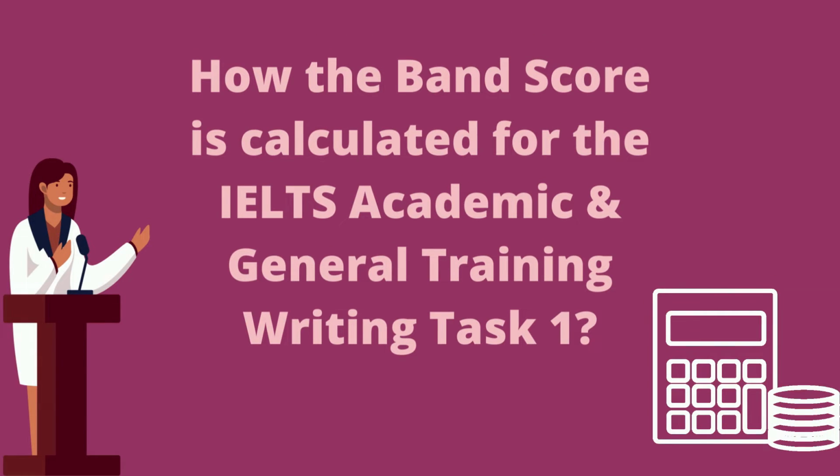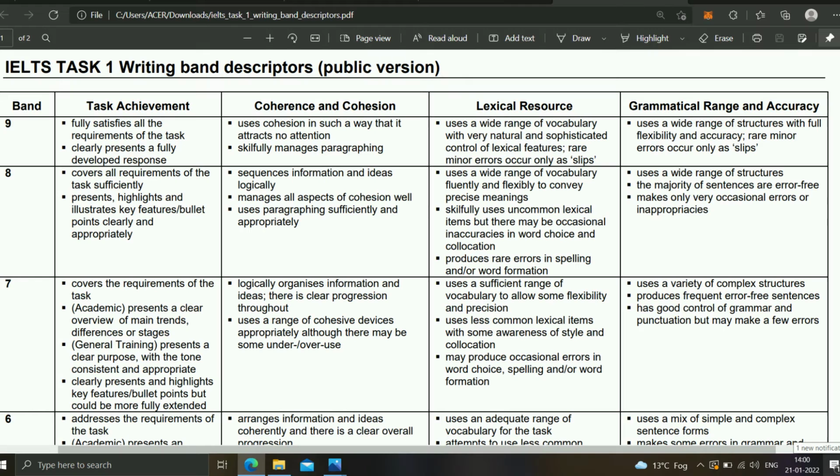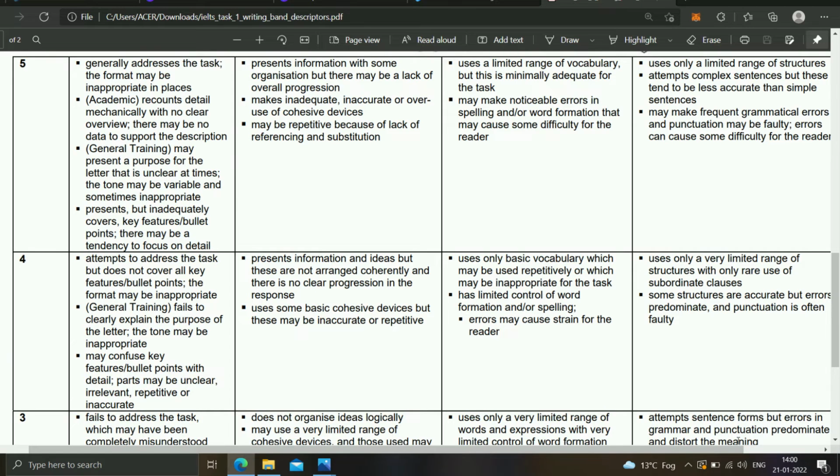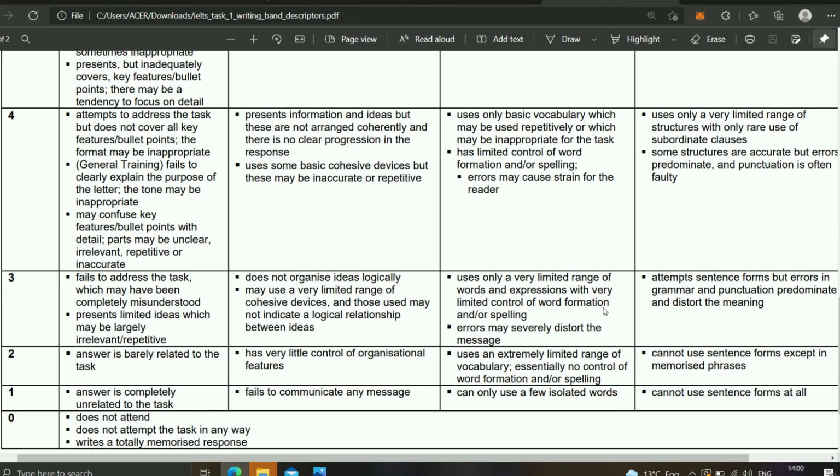How the band score is calculated for the IELTS academic and general training writing task 1. Here is the band descriptors for IELTS academic and general training writing task 1. You should have at least 6 band score in this module also for getting a good band score in this module. There are four criteria by which your band score is calculated for this module, that are task achievement, coherence and cohesion, lexical resource, and grammatical range and accuracy.